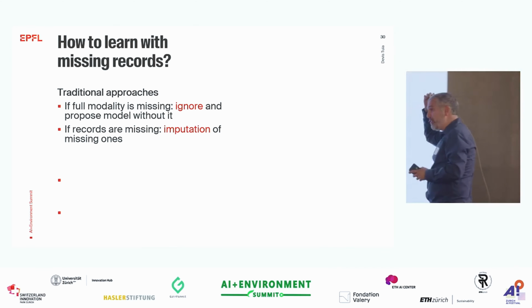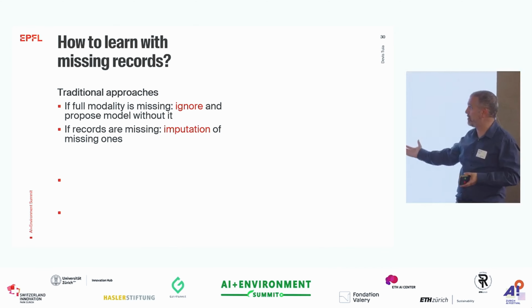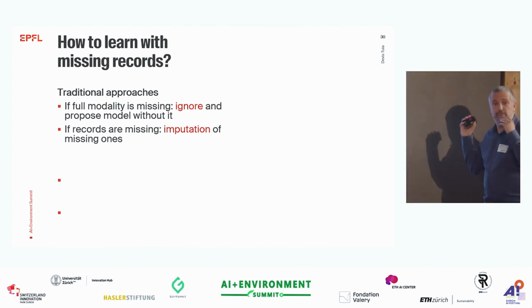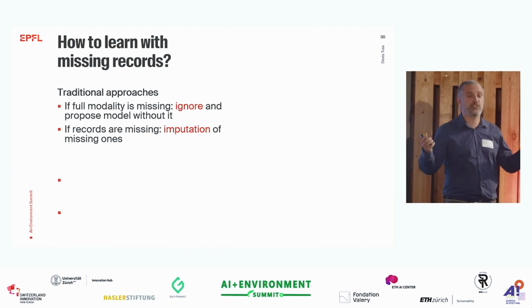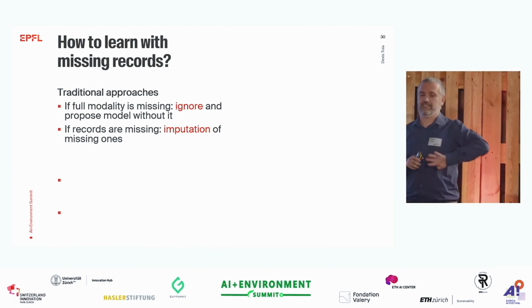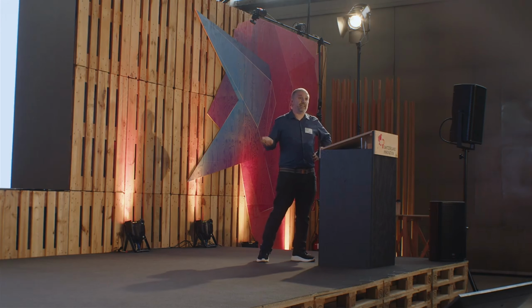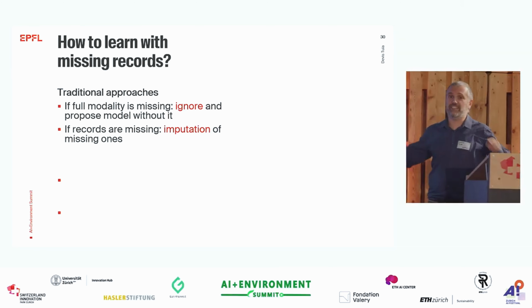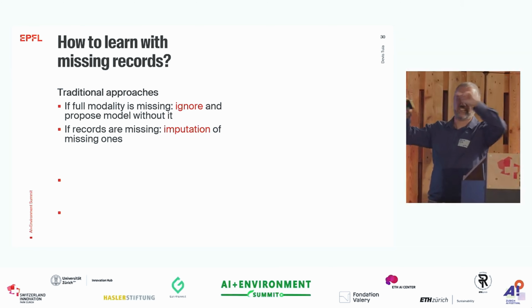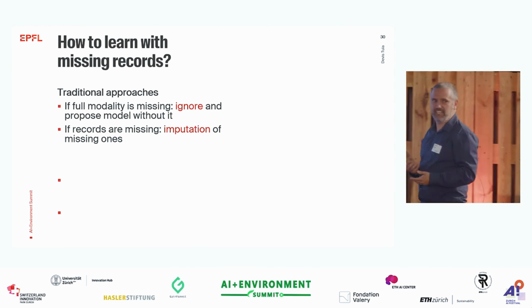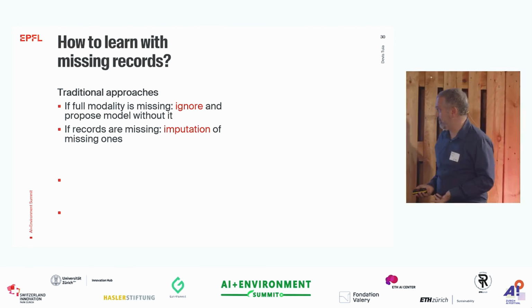So basically, when you have a traditional species distribution model, what do you do when you have missing values? If you have a full modality that is missing, you just forget it exists. So I don't have it, it doesn't exist, and I will do my model without. If you have the modality, but sometimes records are missing, you will do what we call imputation. So you will do an average of the value before and after, or replace it with a number that means you don't have data, or things like that. You will do some kind of imputation.